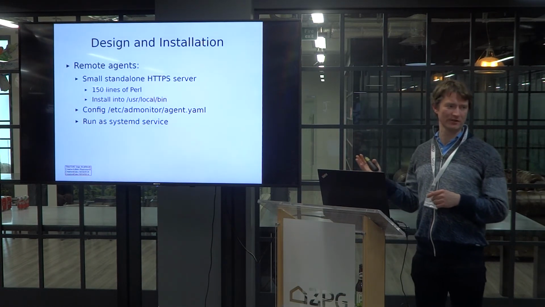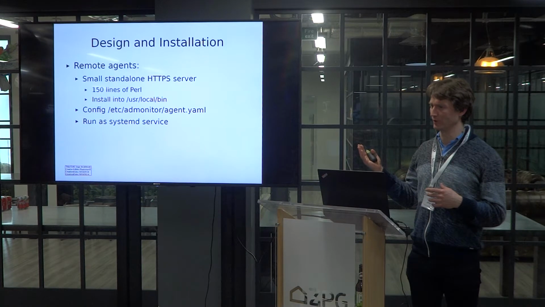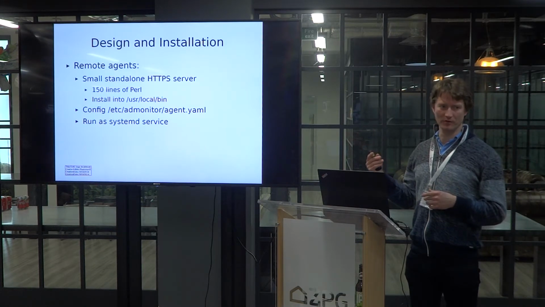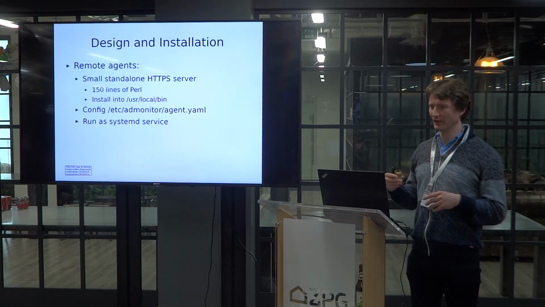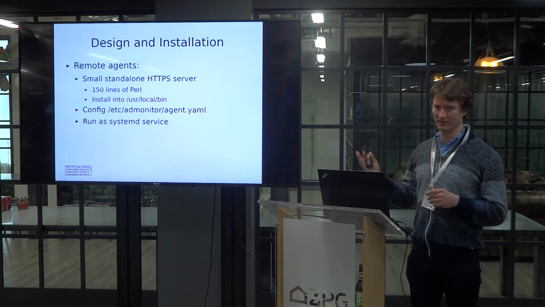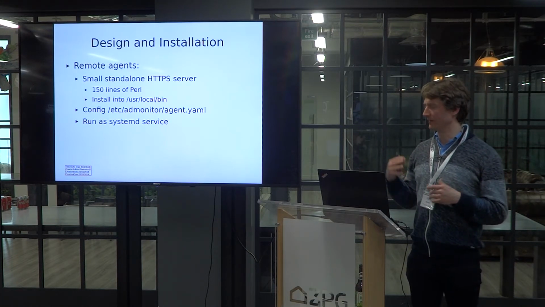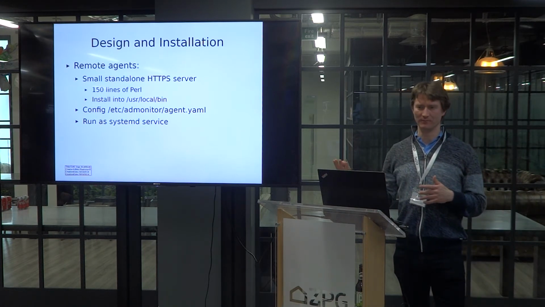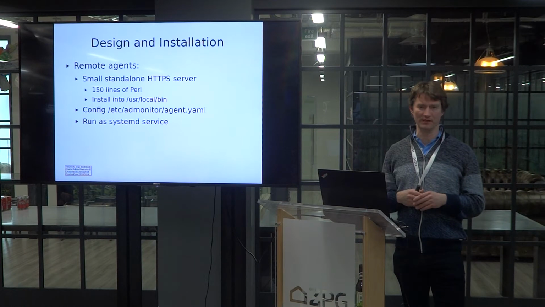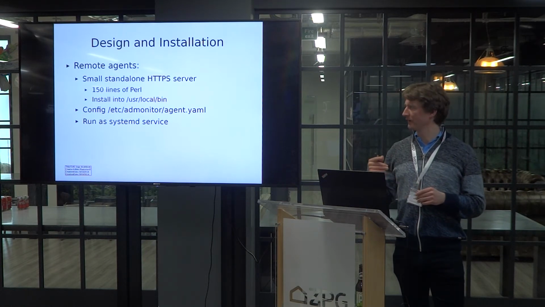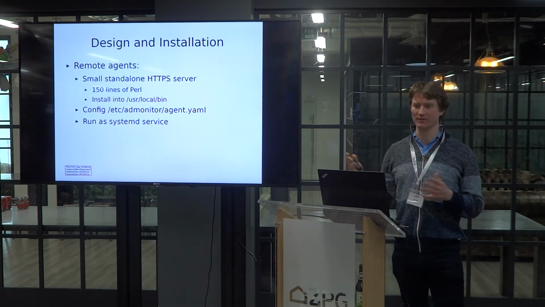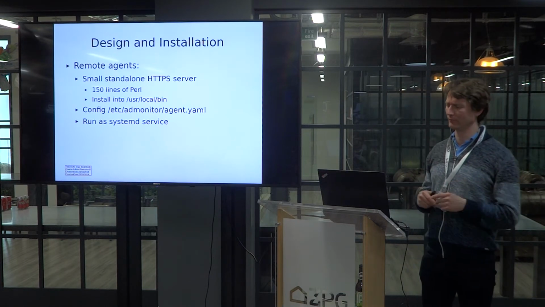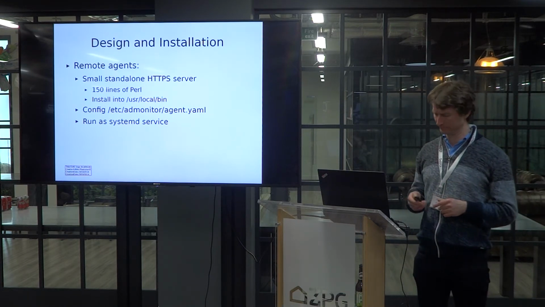So like I said, remote agents, just a little standalone web service. I forget the module I used, one of the standard Perl modules for that. I wanted to keep it nice and small. Like I say, it's only 150 lines of code, just install it locally, and then configure it with a configuration file. And I just run it with systemd with a simple service file. I wanted to keep it fairly small, so it comes in at about 50 megs of memory when it's running, which is bigger than I wanted, but reasonably manageable.